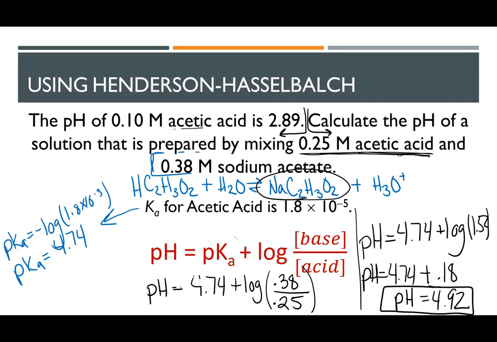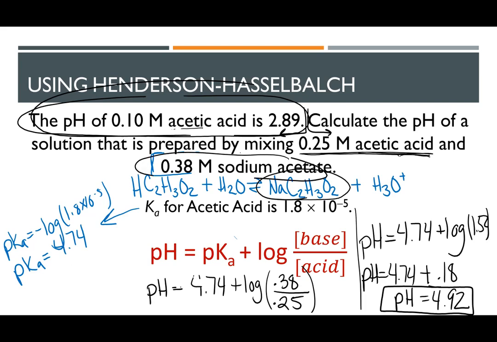Does this make sense? That's why they gave us this little piece of information in the beginning. Acetic acid by itself has a pH of 2.89. Does it make sense that an acetic acid buffer has a pH of 4.92? Yeah, that makes sense. We added some of the conjugate base, therefore the pH should rise a little bit. That's why I gave you that information in the beginning, just to give you a reference point of, does this make sense?